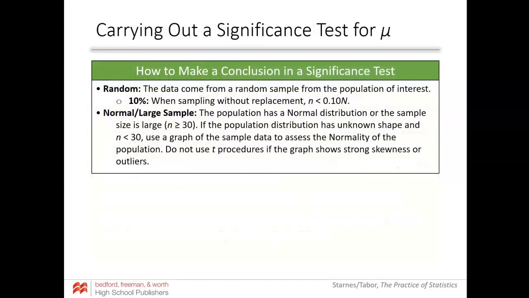So, carrying out a significance test for mu, we're going to be checking our conditions. The same 3 conditions are typically checked each time. The random condition states that the data comes from a random sample of the population of interest, or in the case of an experiment, that we've done some random assigning. If you are sampling without replacement, we need to check the 10% condition. Again, that only applies when you're sampling without replacement. And remember, we're not using large counts because these are means. We're going to use the quote large enough condition.